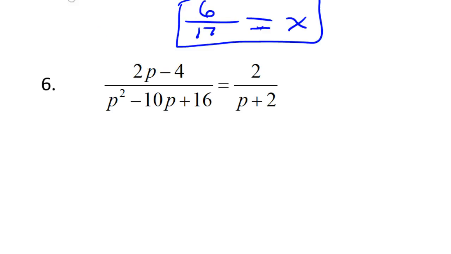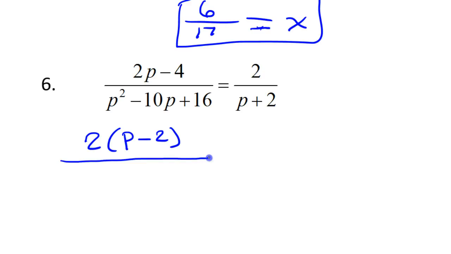Okay, it looks like we're going to have to do some factoring. So when you see 2p minus 4, I hope you're thinking about what the first step of factoring is. And that is to factor out the GCF, or greatest common factor. Alright, if you don't do that, it's going to mess you up. So I'm going to pull out that 2. Okay, now in the denominator, I'm going to factor this as well.